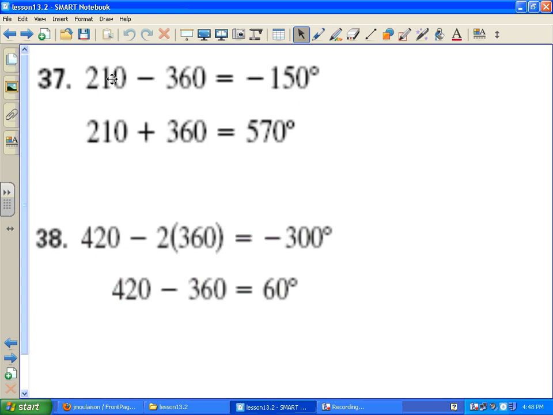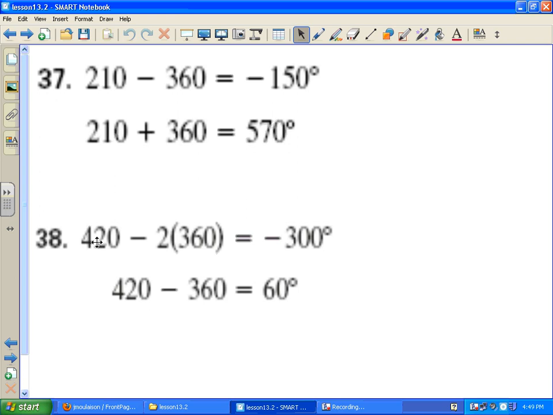So for 210 degrees, I can obtain a negative angle that's coterminal with 210 by subtracting 360 from 210. That gives me an angle of negative 150 degrees, which is coterminal with 210. If I add 360 to 210, that'll give me an angle of 570 degrees, a positive angle that's coterminal with 210.